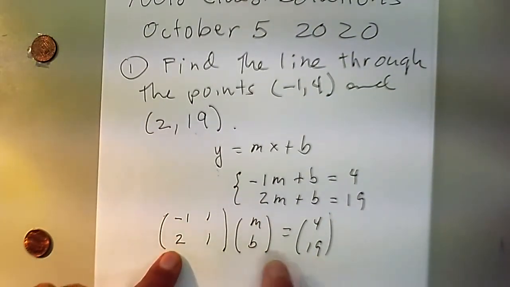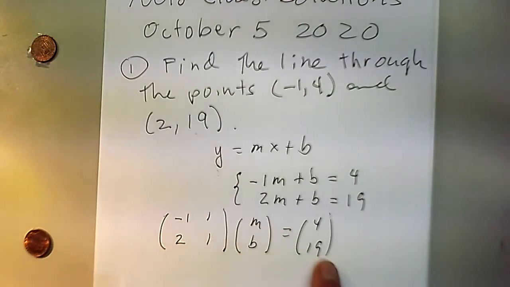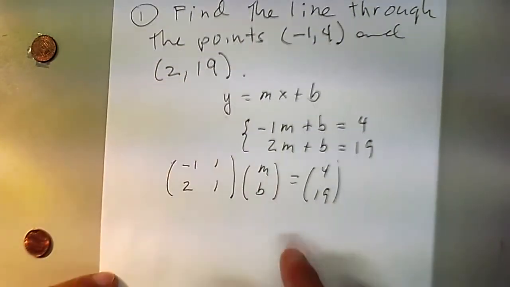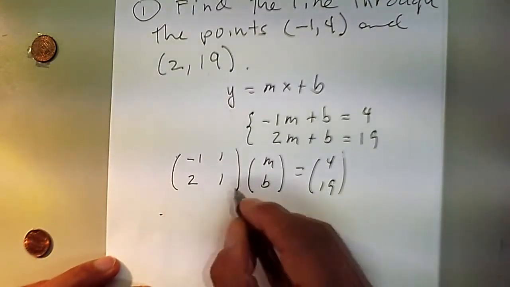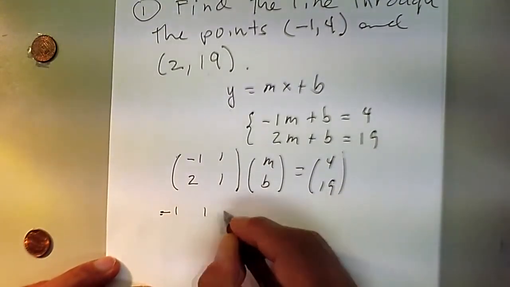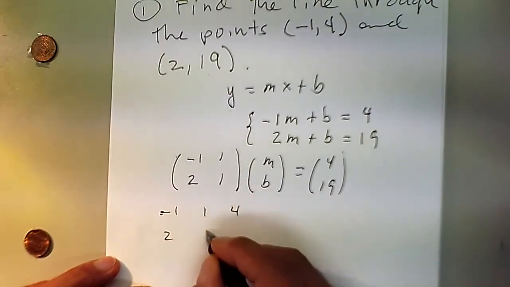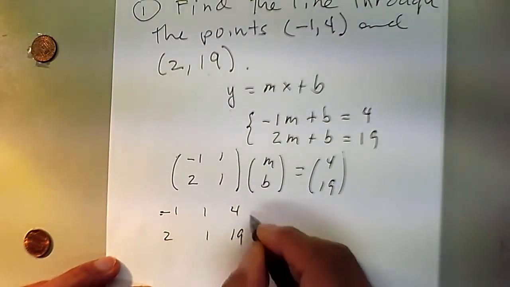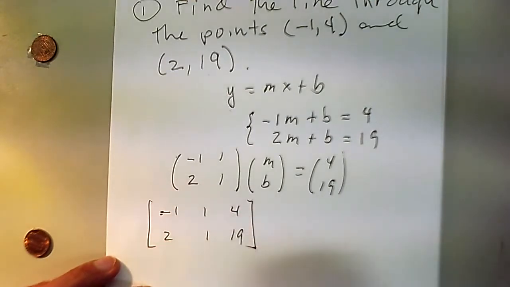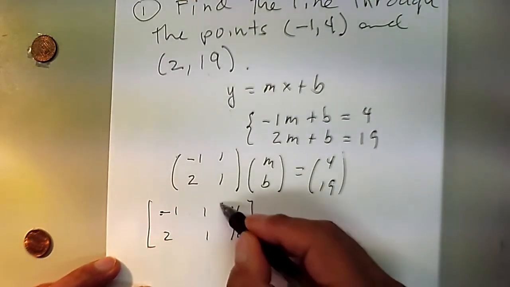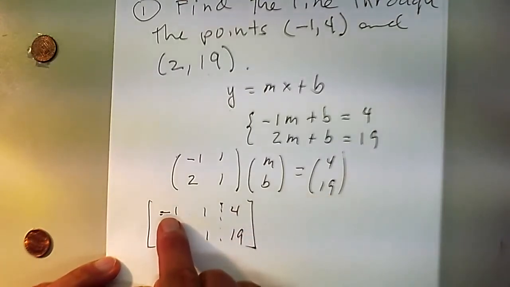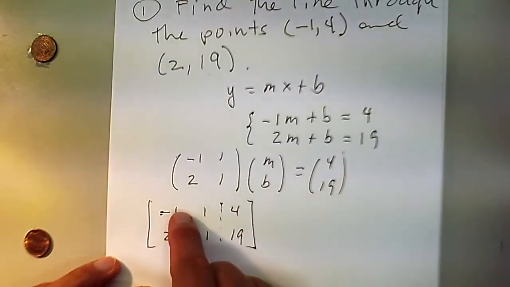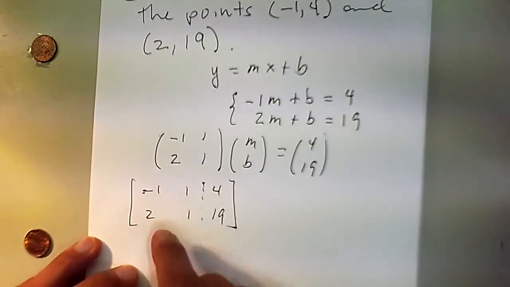And then we can solve this system. It's a matrix times a vector equals another vector. We can draw the augmented matrix corresponding to this system. So -1, 1, 4, 2, 1, 19. So that is the augmented matrix. Some people put a dotted line here to indicate those are the constants. And then we can add 2 of those onto here.